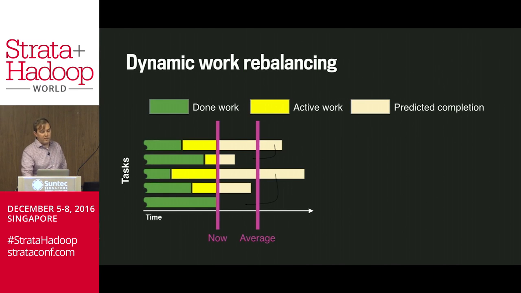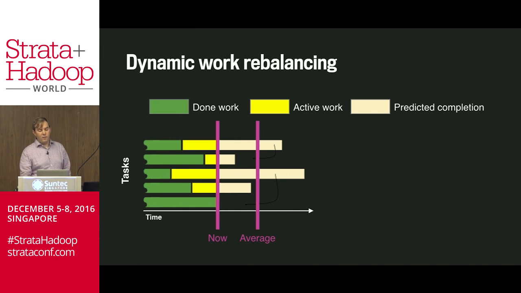So a schematic diagram of this looks like this. We have that same graph where time's on the x-axis and different tasks are on the y-axis. All the green tasks are completed. All the yellow tasks are in progress. And based on the sort of time they've been processing plus their estimated completion, we are estimating that the beige work is the amount of work remaining. And we can see visually by looking at this that we have some stragglers. So that average bar is, if we took all the work in those beige bars and distributed it completely evenly, we'd finish exactly at that purple bar, the average bar. But of course, we see that it's not even.